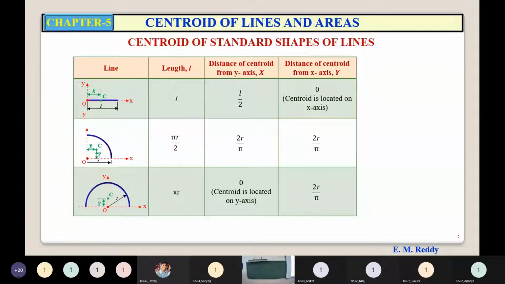Today, we are going to solve numericals on the centroid of lines. Before that, please revise the formulas which you have written yesterday.